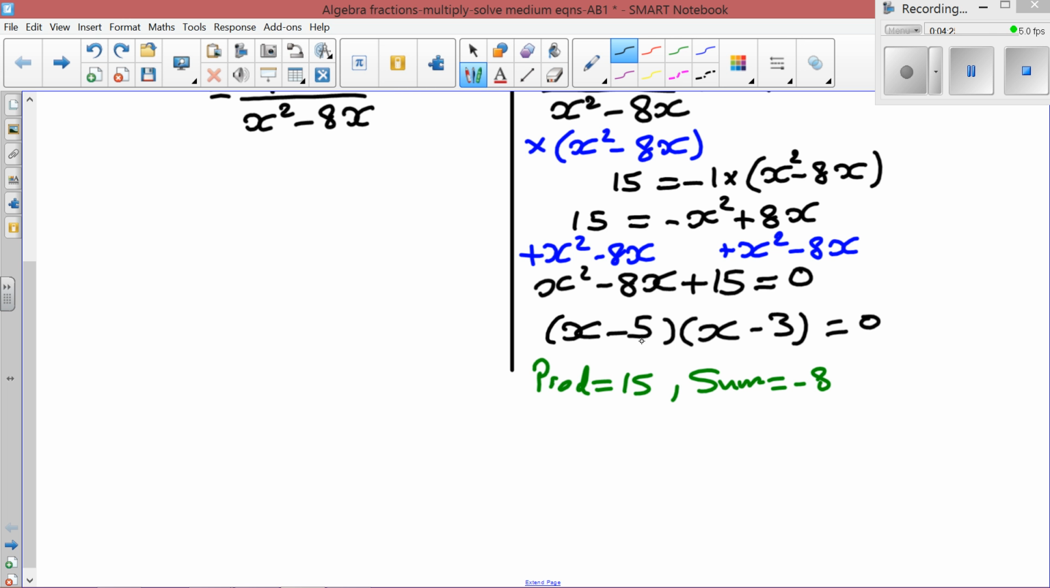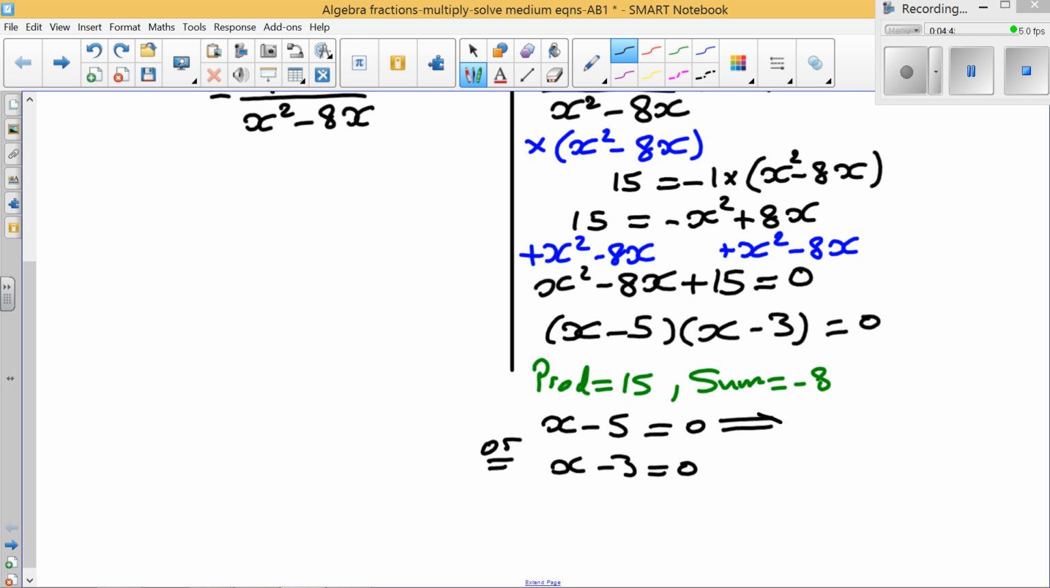I now have two brackets multiplied together to make 0. So either the first bracket, which is x minus 5, is equal to 0, or the x minus 3 bracket is equal to 0. The x minus 5 equal to 0 gives me that x is equal to 5, and the x minus 3 equal to 0 gives me that x is equal to 3. And these are the two possible solutions for that equation.